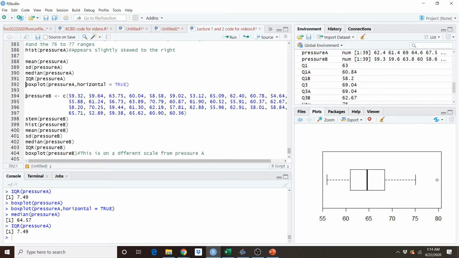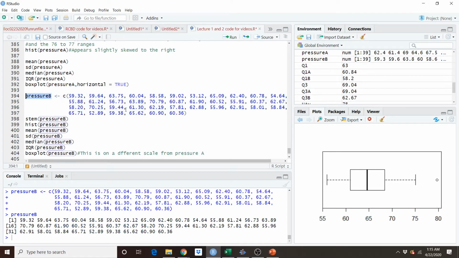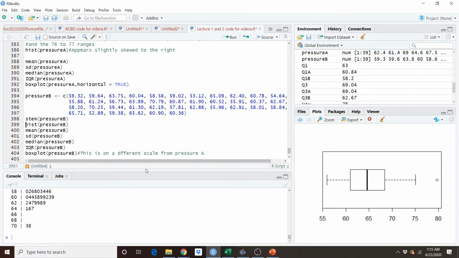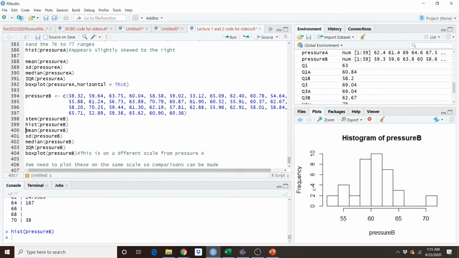Well, now let's take a look at what I'm going to call pressure B. Suppose this is some other measurement of pressure. I'll run pressure B, and here are my pressure B values. Now, we'll do our stem and leaf plot on pressure B, and pressure B looks to be a bit more symmetric. It does have missing values at 66, 67, 68, and 69. This means that these values around 70 could be an outlier. We'll run our histogram, and notice we've got our missing data right here.